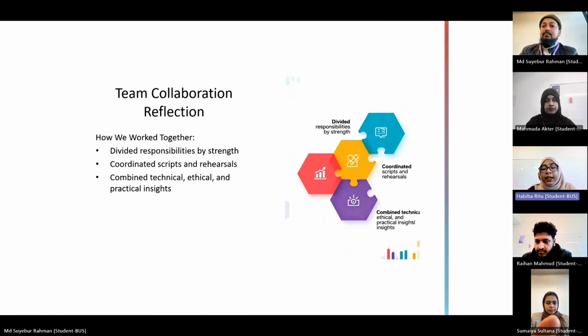Okay. While analyzing HSBC, we noticed practical challenges like balancing speed versus accuracy in fraud detection and mitigating algorithmic bias. We also saw the complexity of meeting regulatory requirements across multiple countries. These challenges highlighted the importance of oversight and continuous improvement. Now move on to Raihan and Mahmuda. They will talk about team collaboration and coordination.